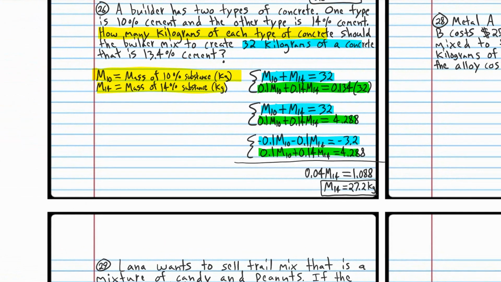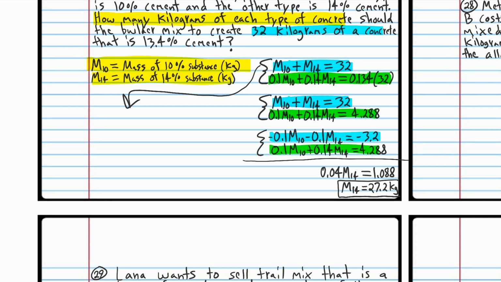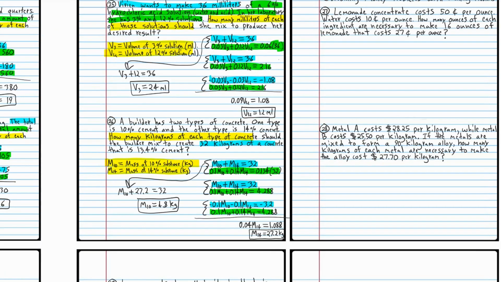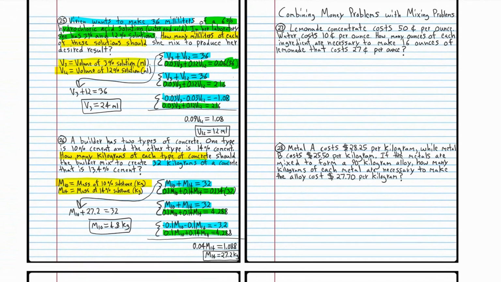So now we just use this blue equation up here to find the mass of the 10% cement concrete. Just plug in 27.2. So 32 minus 27.2. So we got those answers. Good job.